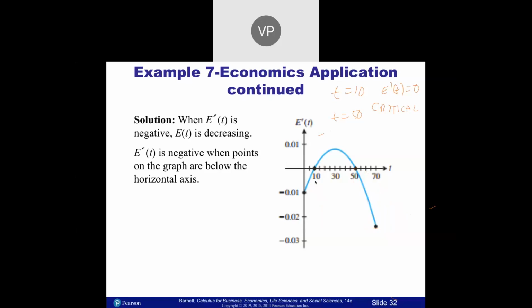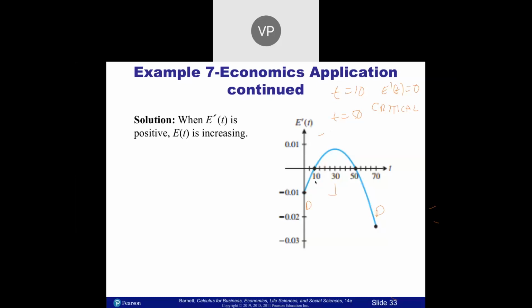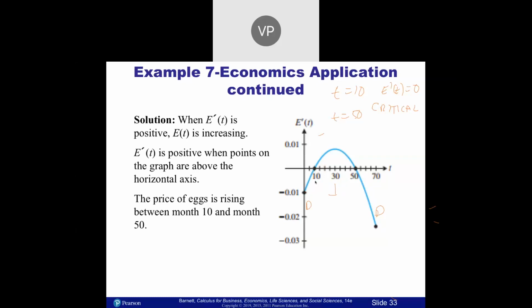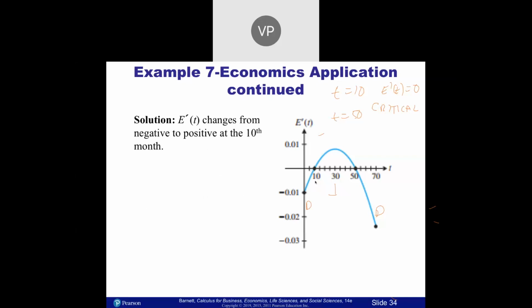Okay, our derivative is a negative value here, which means we're having negative slopes. Here it's positive slopes, so we're going to use that information and say, well, we know it's decreasing, increasing, and decreasing. That's kind of the summary we get here. So that's what they're talking about. So now we graph this here, and so we know the price of eggs is rising because the slope is positive in between 10 and 50. The price of eggs is dropping between 0 and 10 months and after 50 months.